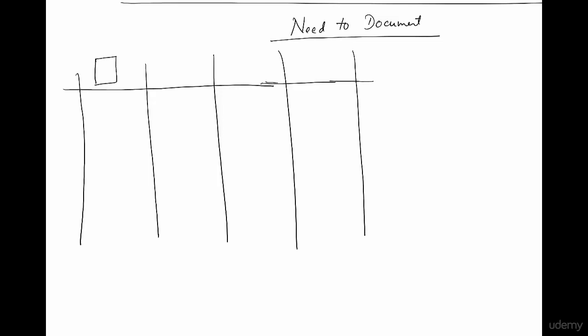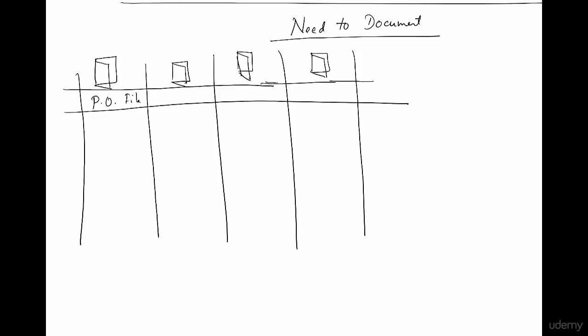The first file is going to be called a PO file. The second file is called receipts. The third file is called invoices. The fourth file is called payments. Remember, we had just 4 different processes.